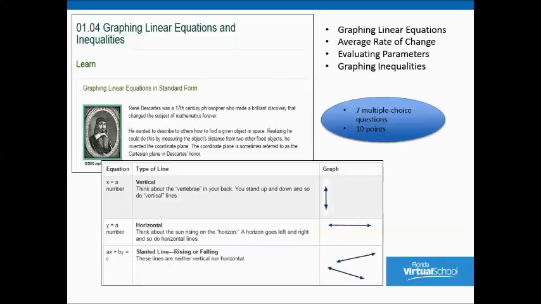In Lesson 1.04, students learn about graphing linear equations, average rate of change, evaluating parameters, and graphing inequalities. The assessment for this lesson is a 7-question multiple choice quiz.